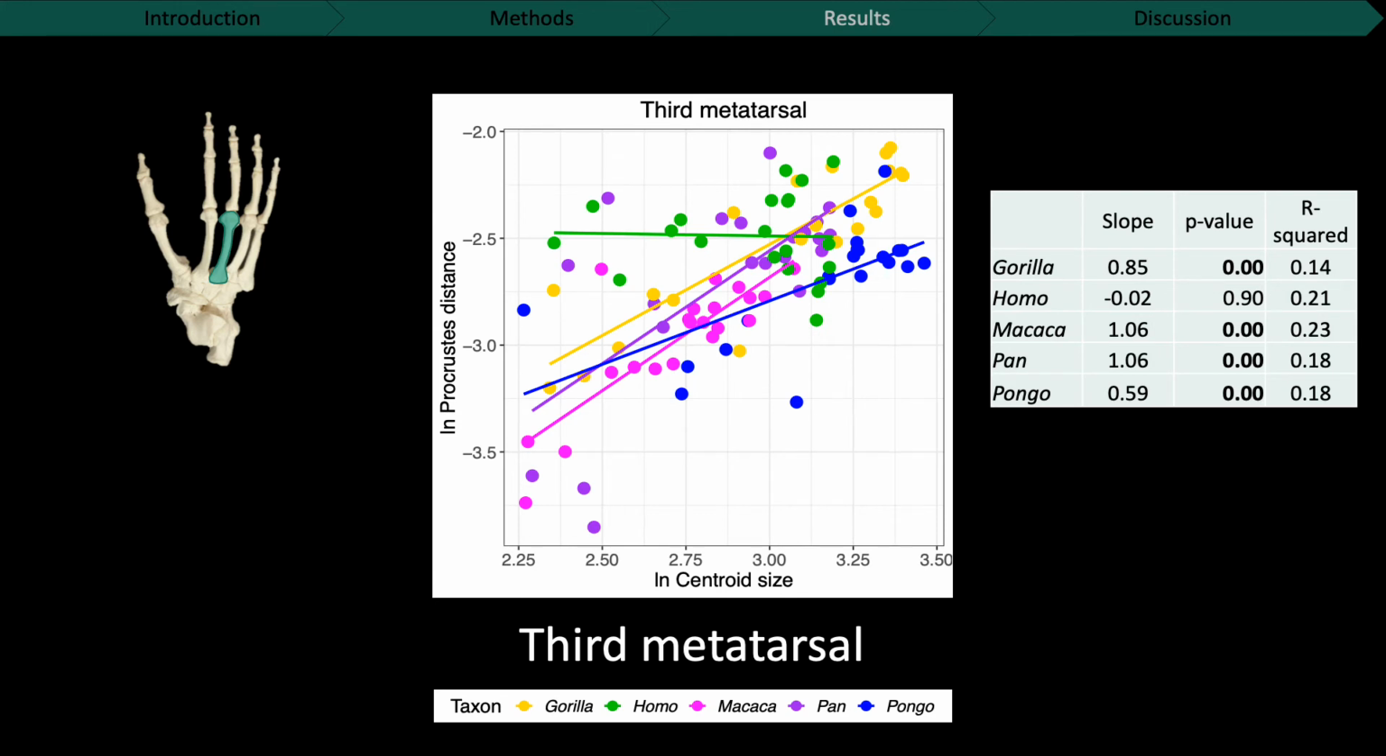In the third metatarsal, as in all the previous bones, all taxa show a slope significantly different from 0 except for Homo. In this bone, Homo stands out as being significantly different from Macaca, Pan, and Gorilla.